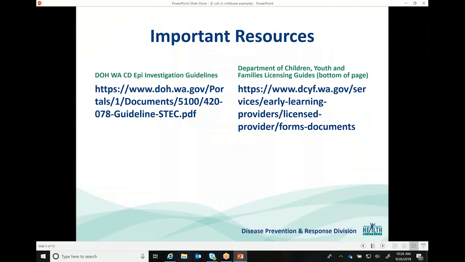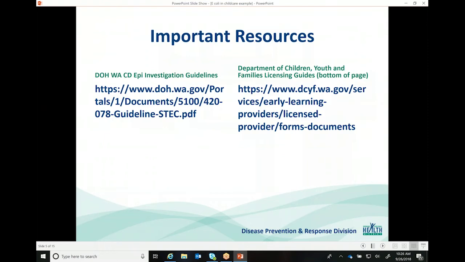So before we get started into our case study, I wanted to include some important resources here. On the left, you'll see the link to the Department of Health CD-EPI investigation guidelines, and those have a really nice checklist in there for you dealing specifically with this setting. And then on the right, you'll see a link to the Department of Children, Youth, and Families. This formerly was the Department of Early Learning, but they recently changed their name.